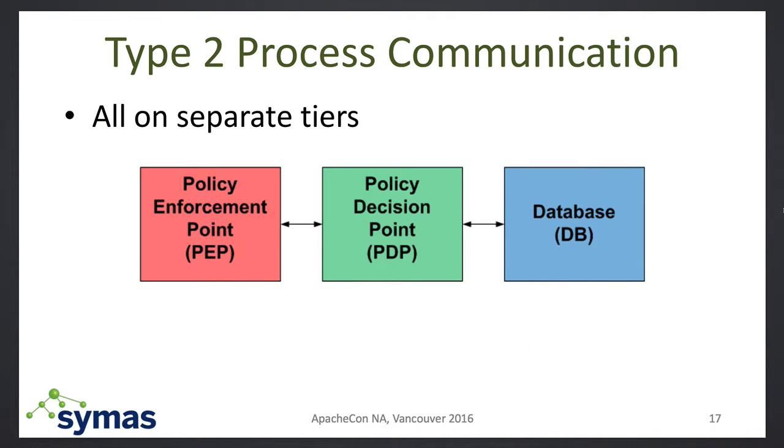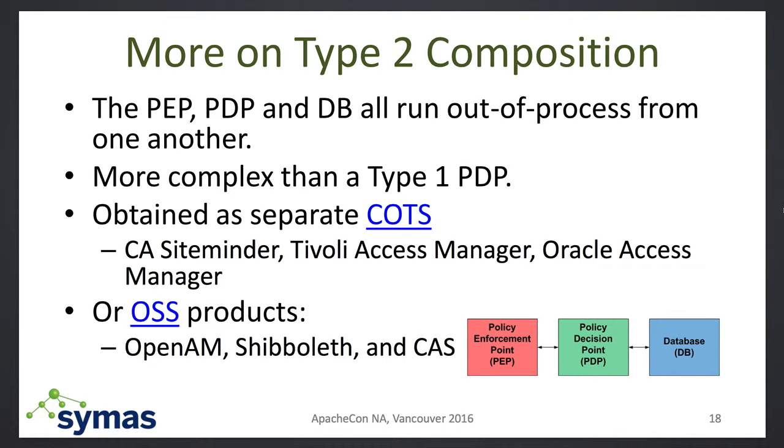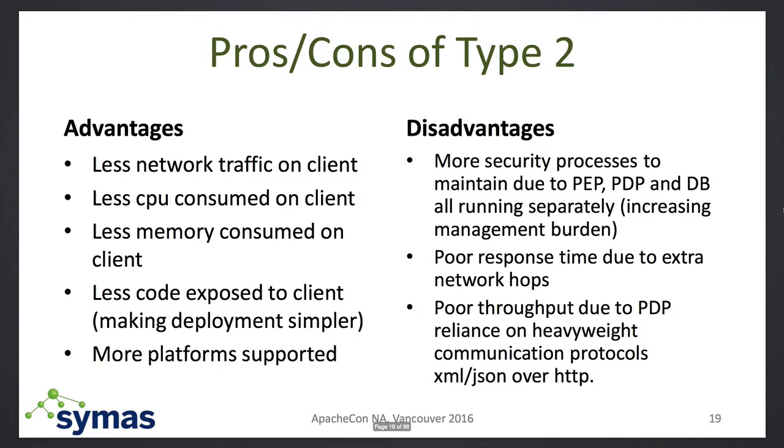So then we have a type 2, and that's where everything sits on a separate tier. And so the enforcement point, the database, and the decision point are all running out of process from one another. And that is more complicated to do than a type 1. And these are typically obtained as commercial off-the-shelf components because they're hard to build. And so all the biggies have them, and they'll be happy to charge you lots of money to have one in your data center. And there are a few of them that are available in open source. So CAS, Shibboleth, OpenAM, they're type 2s.